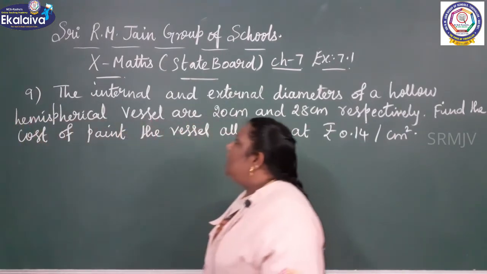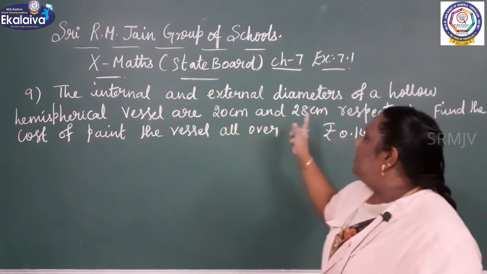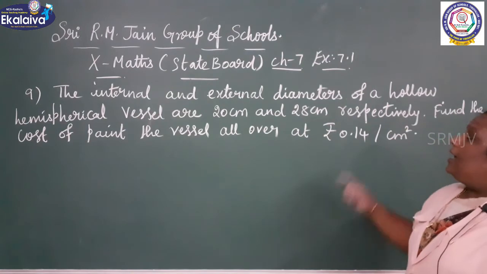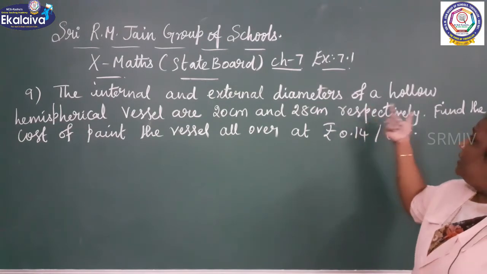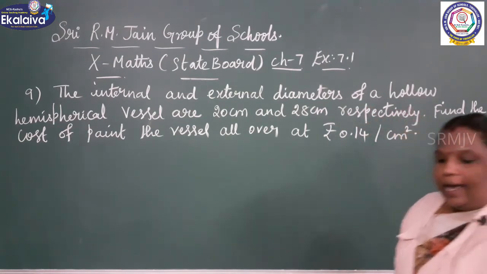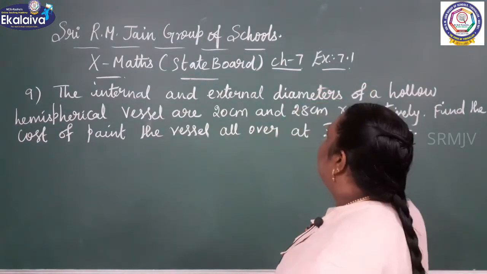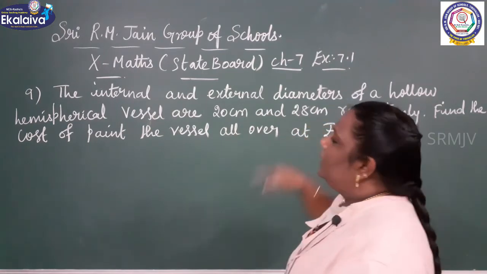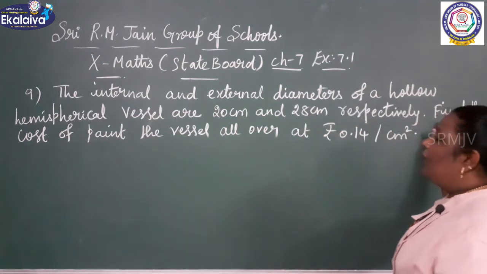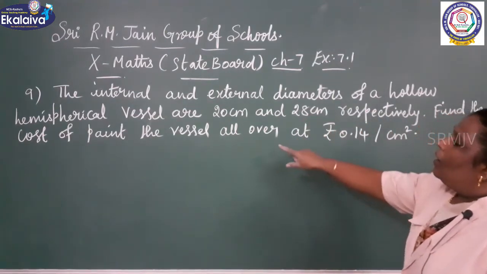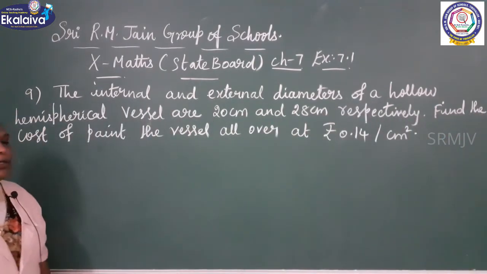See the ninth sum. The internal and external diameters of a hollow hemispherical vessel are 20 cm and 28 cm. Diameters are given, so you should find the radius. Radius means diameter by 2. Find the cost of painting the vessel all over at rupees 0.14 per centimeter square.